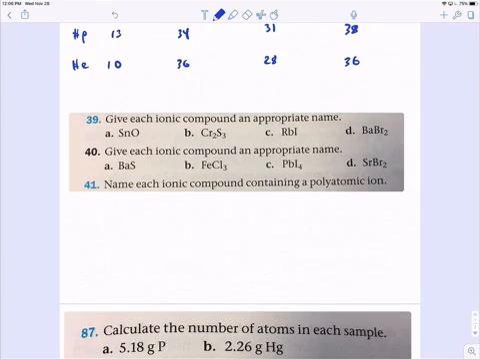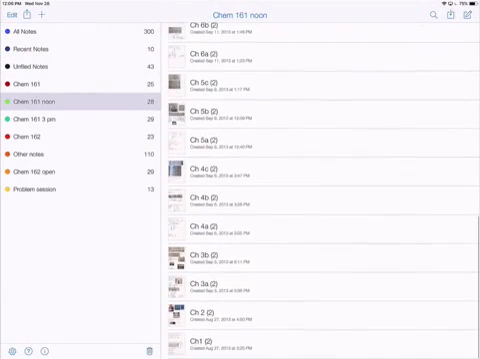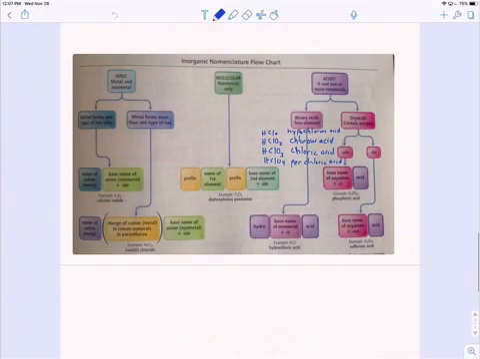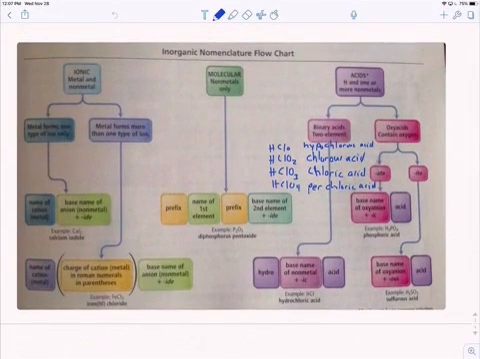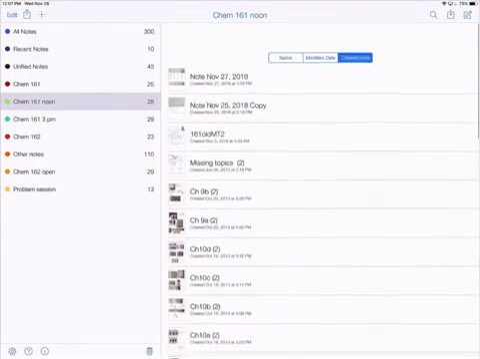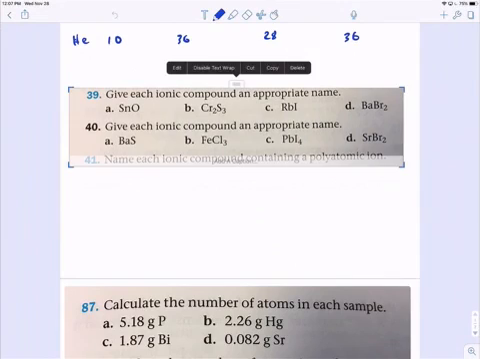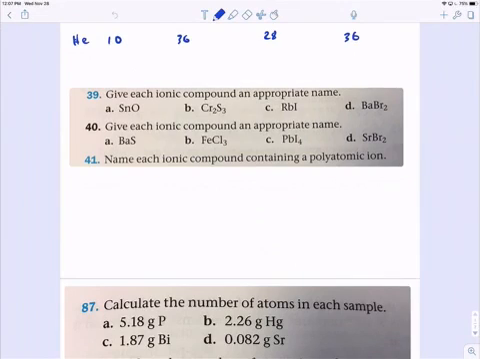So give each compound an appropriate name. I am going to give you something on the test. You're going to be provided this information. And there are 3 questions that deal with naming on the test. So give it the appropriate name.